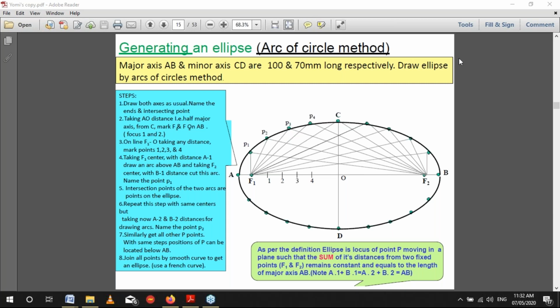In step 7, get all other points P, that is P, P1, P2, etc., and join all points by a smooth curve to get an ellipse. Use a French curve. I've told you, use a French curve to get your ellipse. And that is the arc of circle method.